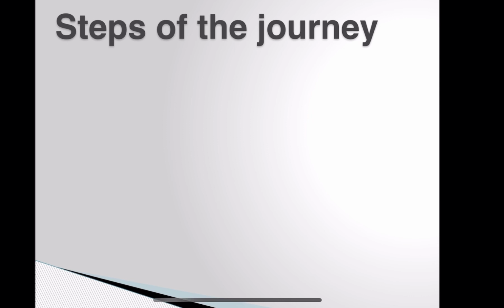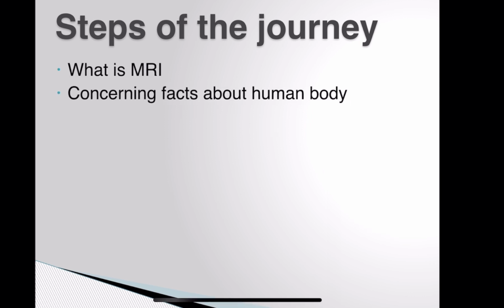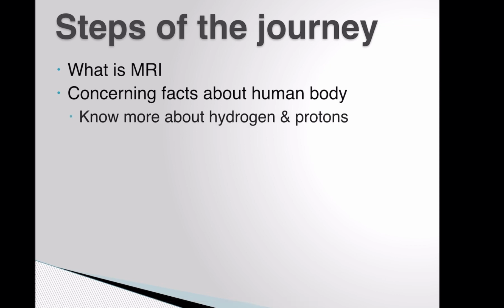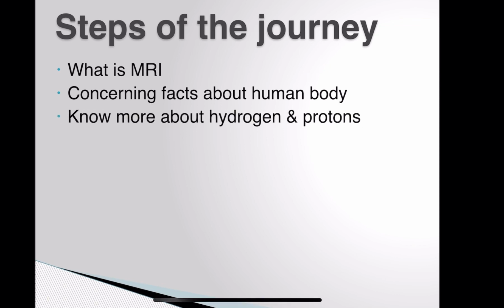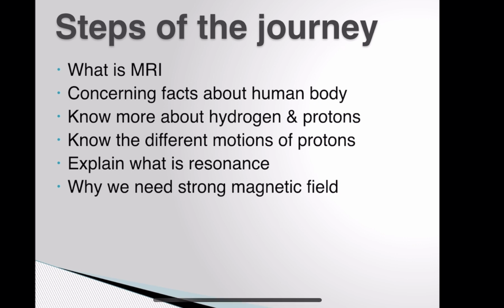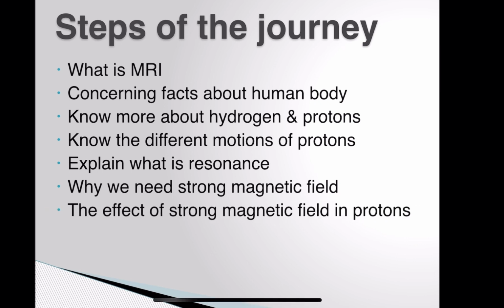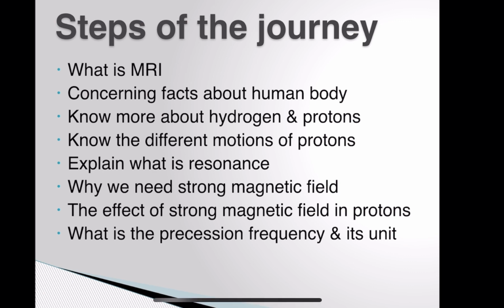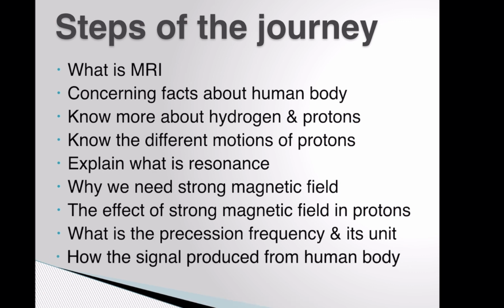Concerning facts about the human body, know more about hydrogen and protons, know the different motions of protons, explain what resonance is, why we need a strong magnetic field, the effect of a strong magnetic field on protons, what the precession frequency is and its unit, and how the signal is produced from the human body.